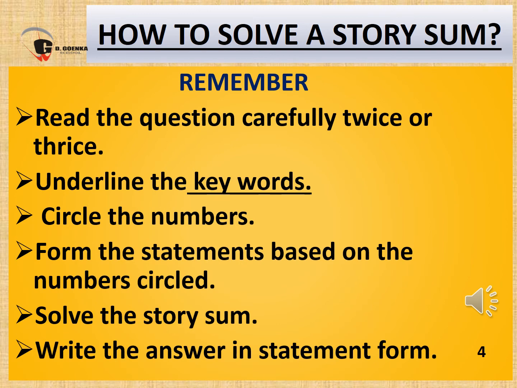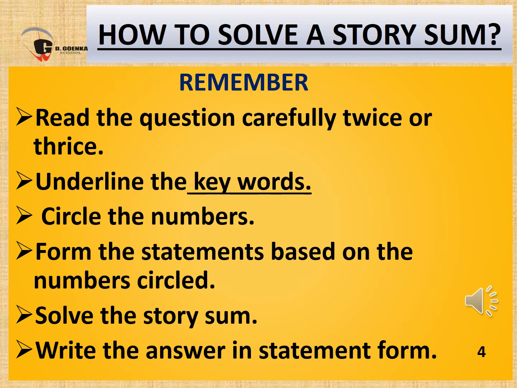Let us understand how to solve a story sum. So always remember these points while solving the story sum. The first point is read the question carefully twice or thrice. So dear students, we should always read the question. Twice means two times and thrice means three times, or as many times as is required to understand the problem. Second point is underline the keywords.